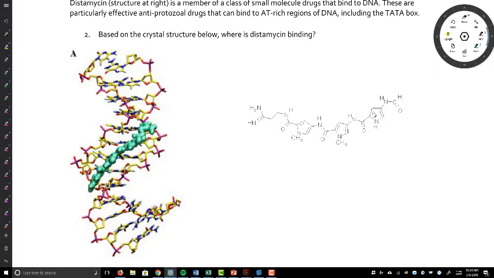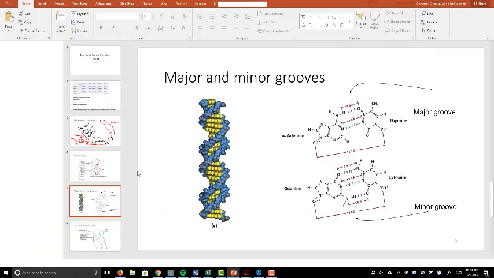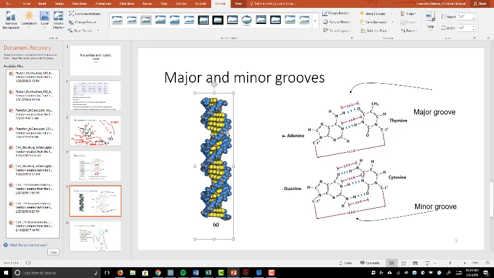We have the major groove and the minor groove of DNA. Does anybody remember which of these is the minor groove? Yes? The minor groove, I see some motions like this. So the minor groove is the smaller portion, so it's going to be the second groove down here. And then the major groove is the wider portion, where the phosphate backbone is further apart. So that being said, you can use that to help you identify where distamycin is binding.